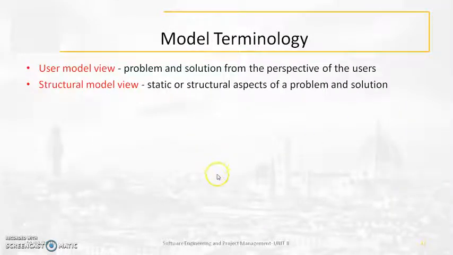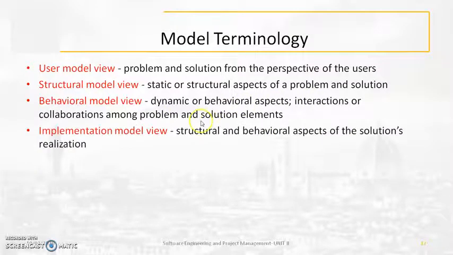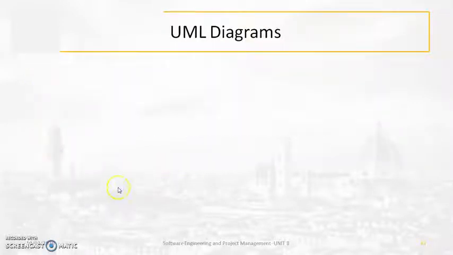Then the user model view describes the perspectives, considering users' perspectives. Structural model, a static view of the system is shown based on the problems and then its solutions. Behavioral view, that is the changing view of the system with time, is shown in interactions and collaborations. Implementation view, structural and behavioral aspects with the help of realization of that system are shown. Environmental view, again the suitable software and hardware environments are selected in this environmental model view.